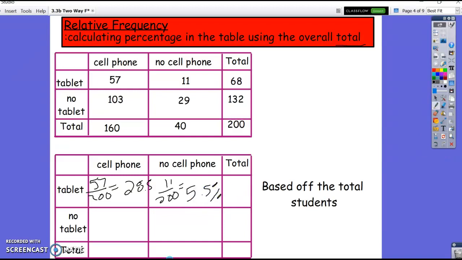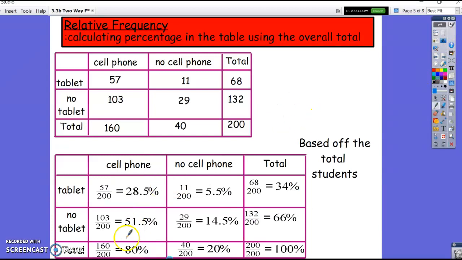5.5% of the students had no cell phone and had a tablet. For this total row, a total of 68 students had a tablet. Well, 68 divided by 200 leaves us with 34% of students having a tablet. Okay, now would be a good time to pause the video and try to figure out the rest of these boxes.